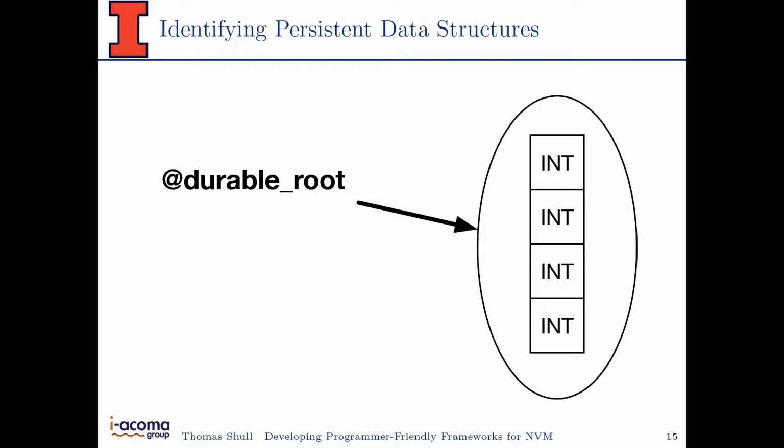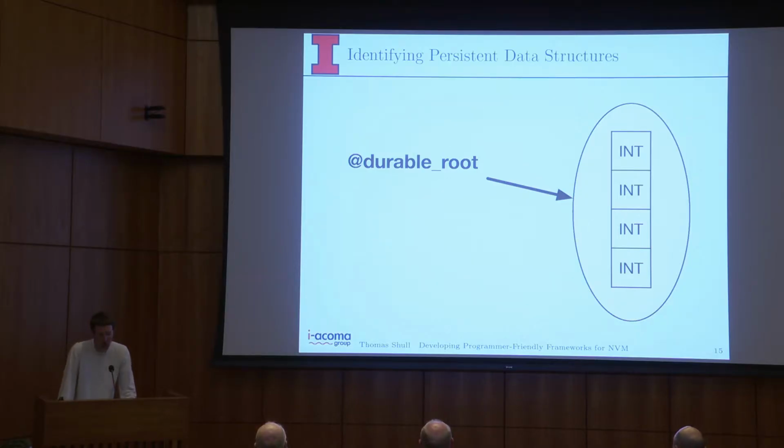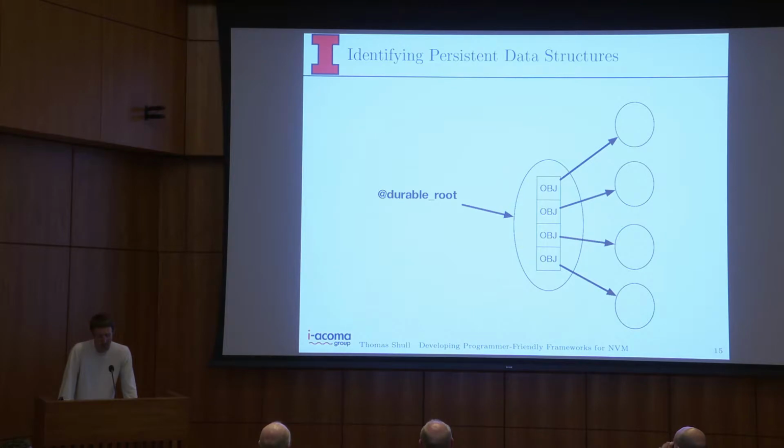Let's say you just want to make a simple data structure persistent that's just an array of ints. Well, that's self-contained, so it's pretty obvious. You just make sure you label a pointer to this data structure as a durable root, and you're good to go. It gets a little more complicated, though, if you actually have an array of objects, because an array of objects is just an array of pointers to other objects. So if you were to make just that array of object pointers persistent and nothing else, that wouldn't be good enough.